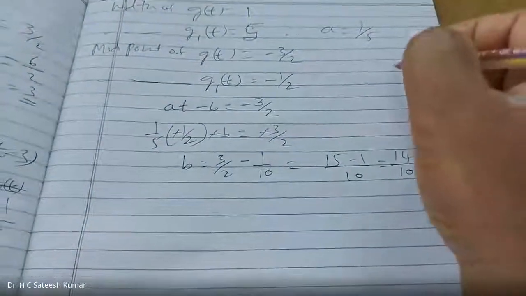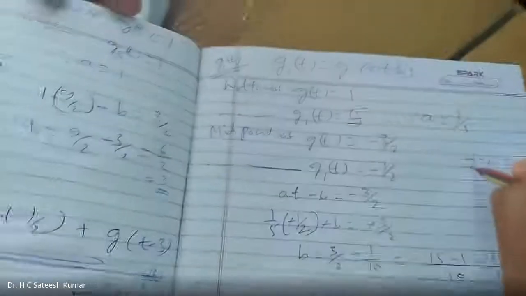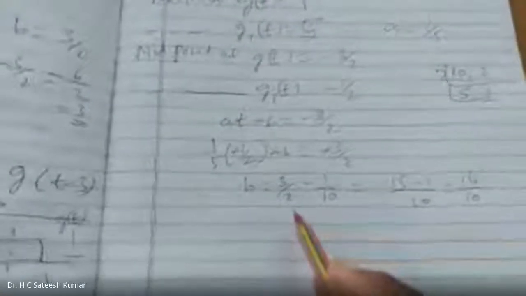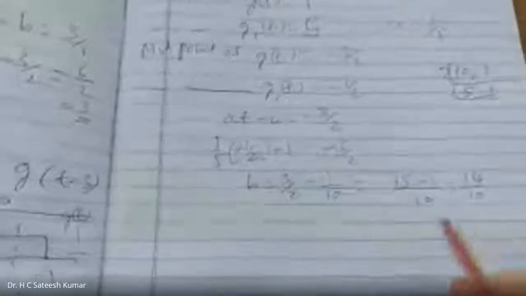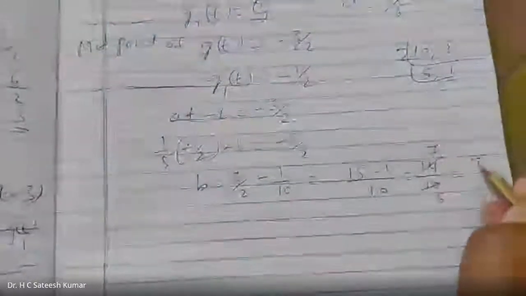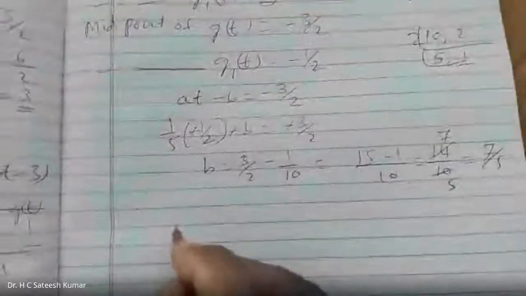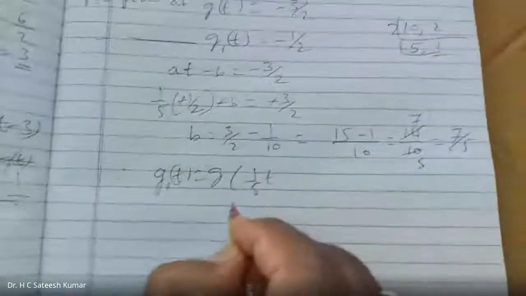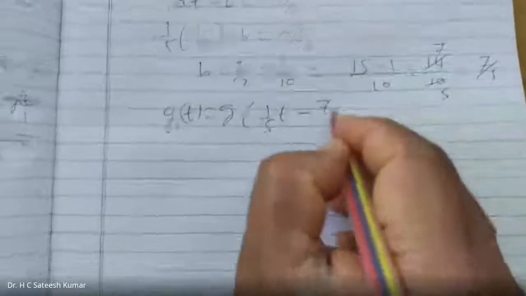Okay, right? What is the LCM? 10. So 14 by 10, which is 7 by 5. Therefore, g1 of t is equal to g of 1 by 5 t minus 7 by 5. Okay.